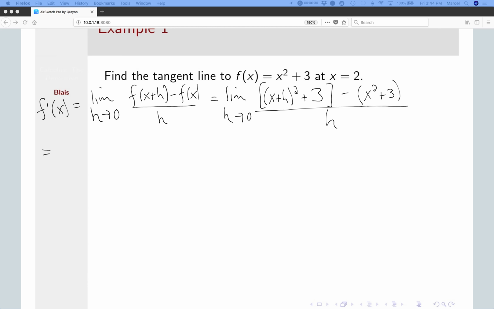So let's FOIL out this term. We'll get x squared plus 2xh plus h squared.